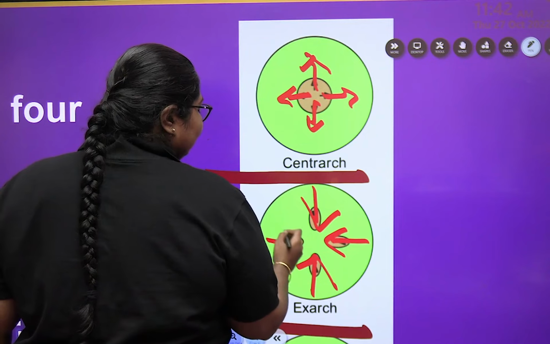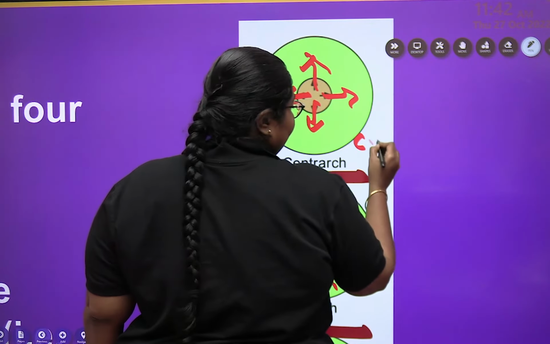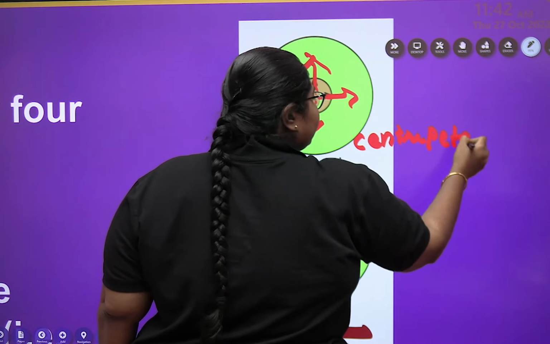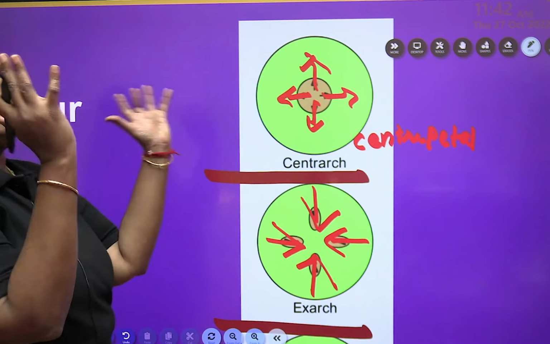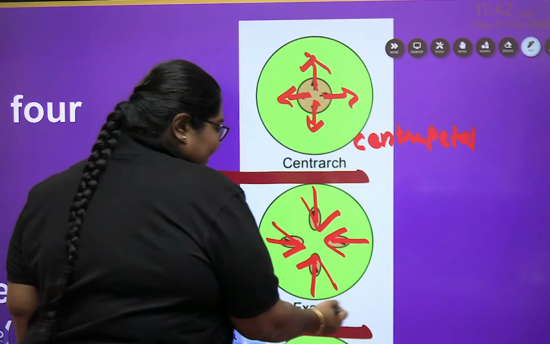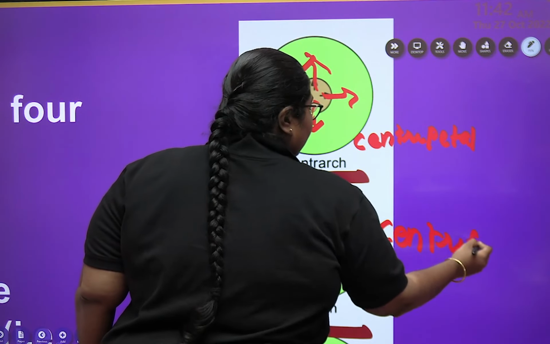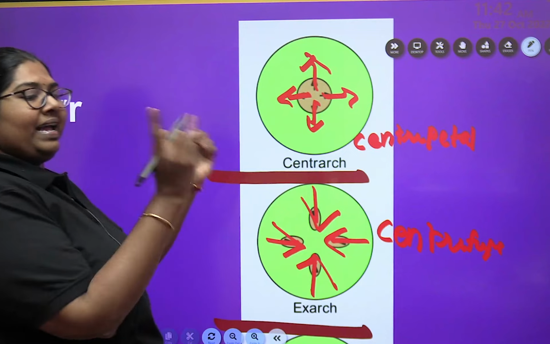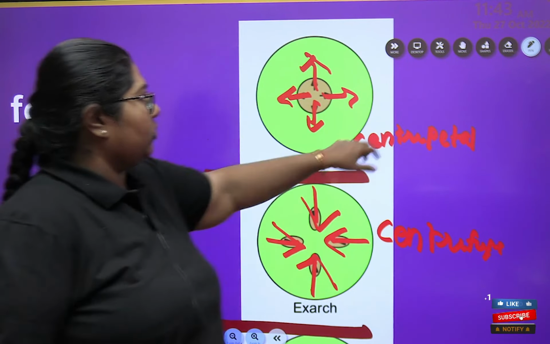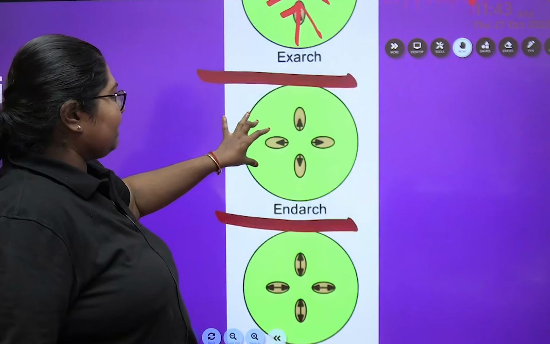I can easily make you understand this. Centrarch is something like your centripetal force. We have studied centripetal force, no? If you keep something, it will spin away like this. And exarch is like your centrifugal force. In a centrifuge, what do you do? You make a rotation, you concentrate inside. That is how exarch actually looks. So I hope now you are clear about what a centrarch is and what an exarch is.